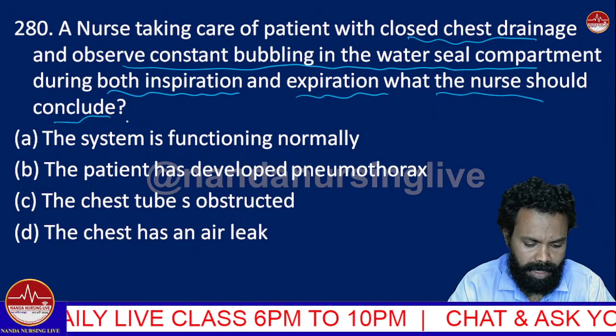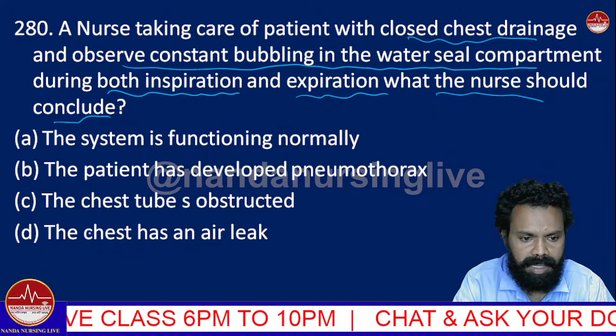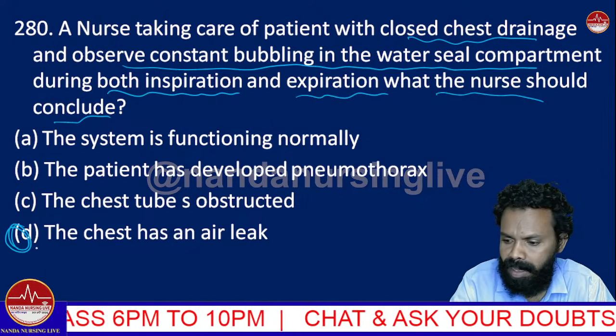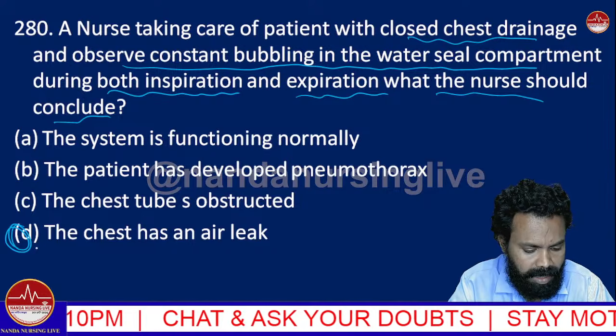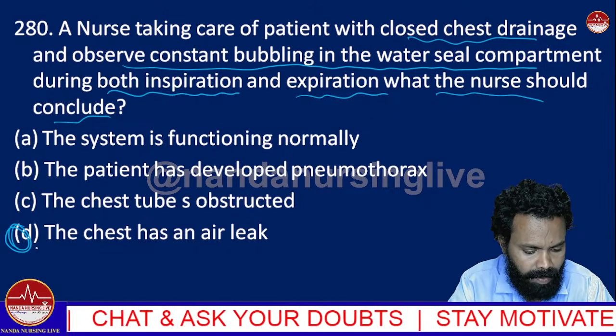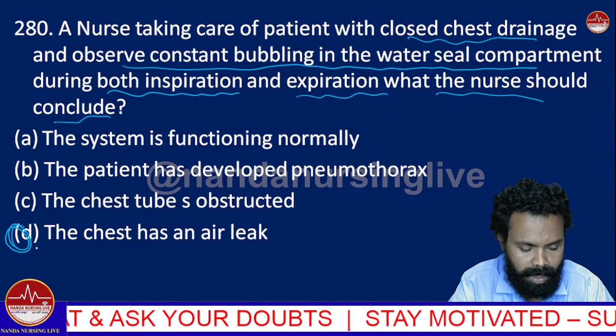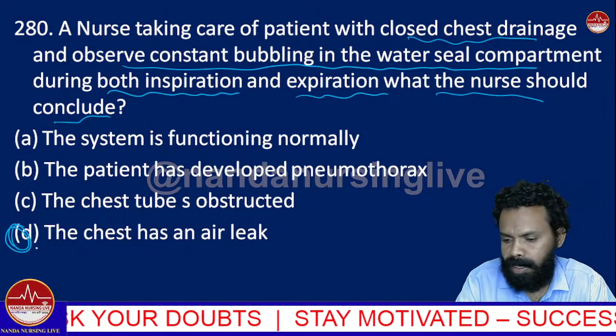So the correct answer is option D. Very good. The chest has an air leak. Correct answer. Option D is the correct answer. Very good, Mamata Nag, Pradeep Tagore, Sonalika. Very good beta. Option D is the correct answer, right?